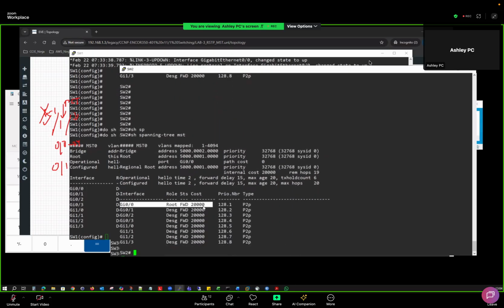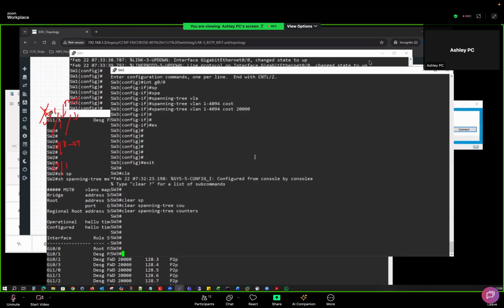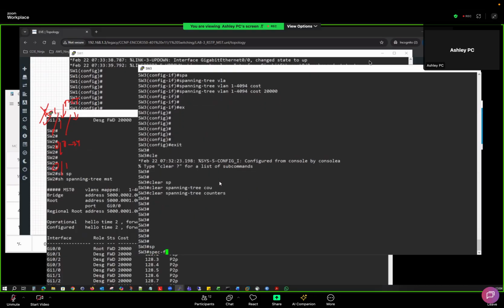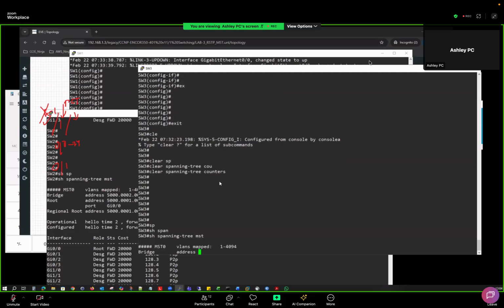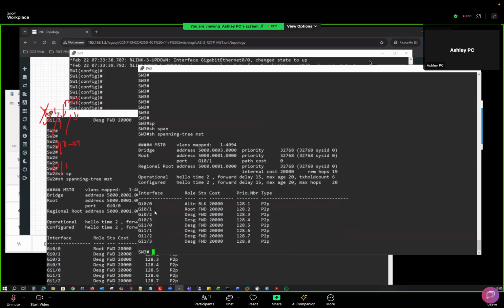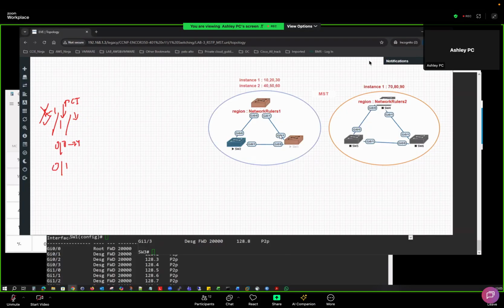Gig 0/0 is root, but it is not possible, guys. This thing is happening over there. And for Gig 0/1, my entire VLAN is 20. That is fine. Switch 3, we have spanning tree MST. Gig 0/0 is the alternate port. That is fine. Gig 0/1 is that.